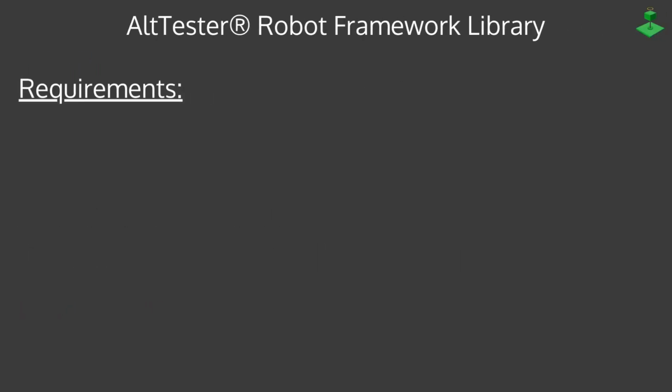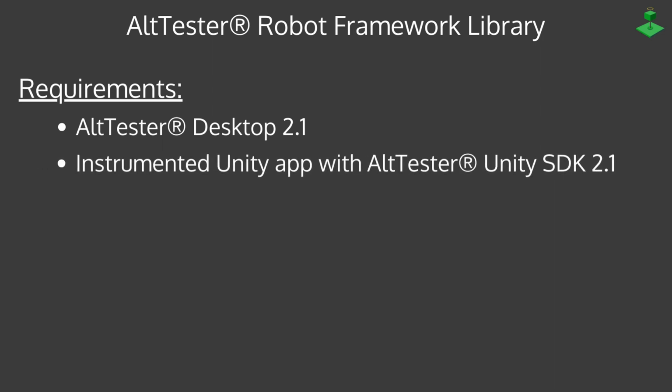Before we begin, you will need to have downloaded and installed the AltTester Desktop, which will help us make the connection between tests and the Unity application. You'll also need to instrument your Unity app with AltTester Unity SDK 2.1. To learn how to instrument your Unity game or app with AltTester, check out our tutorial on this subject at the link in the description.